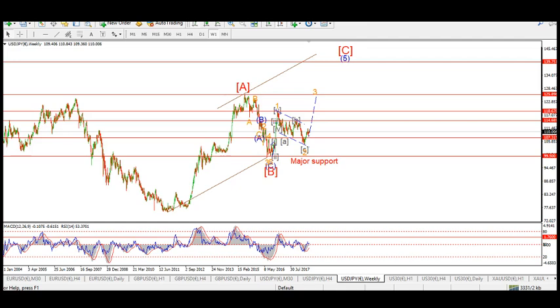We'll just paint a picture of what I believe to be the long-term pattern for dollar yen to the upside, as opposed to cable and euro dollar, which I went through recently, and you can also check out those wave counts on the website or on YouTube.